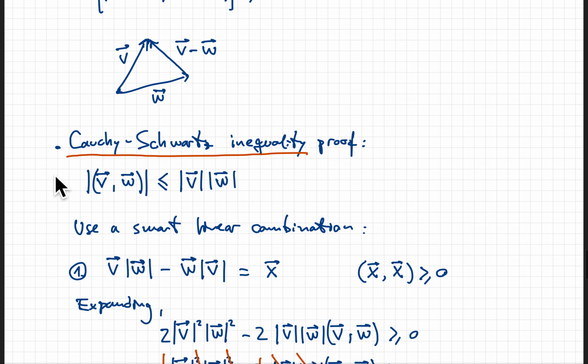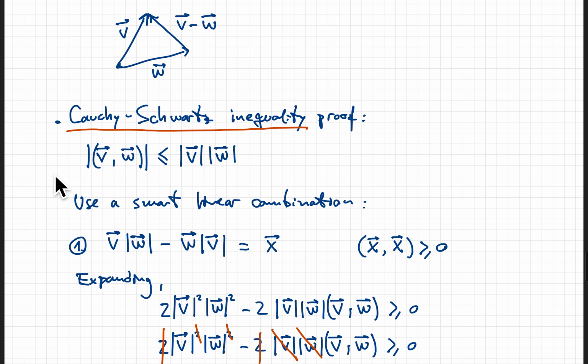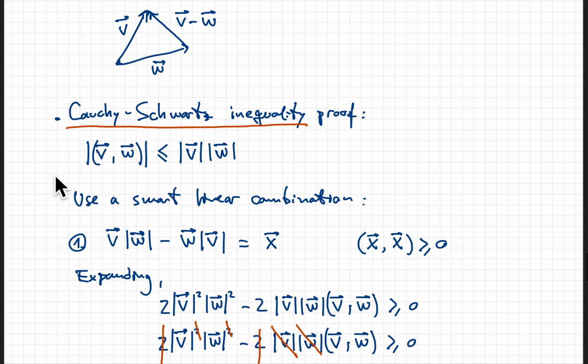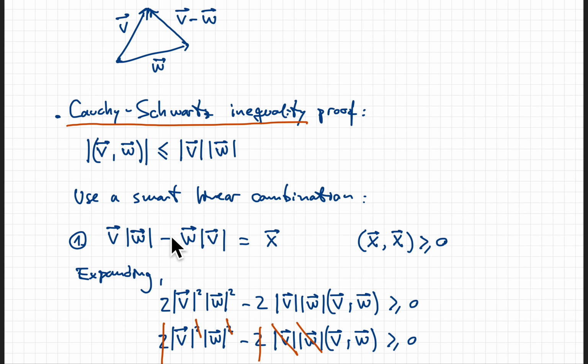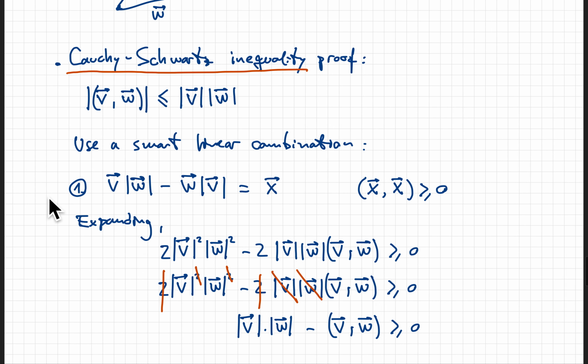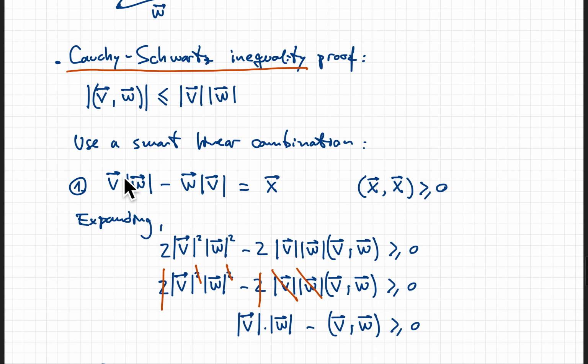And to do that, it's actually very simple if you use a smart linear combination of your vectors v and w. If you don't use a smart combination, it could take a lot of algebra, but it really is very simple if you do it this way. Consider then that we take our vector v and we multiply by this constant, which is the magnitude of w, and we subtract w now multiplied by the magnitude of v, and we're going to call that our vector x.